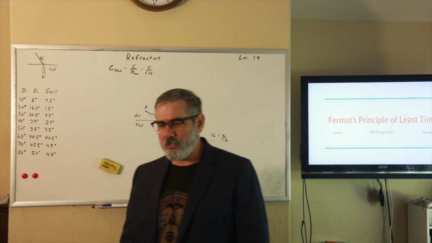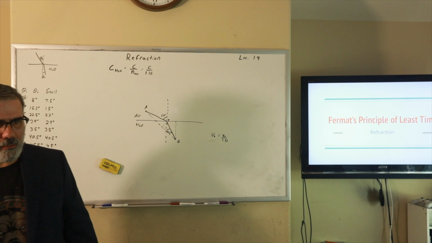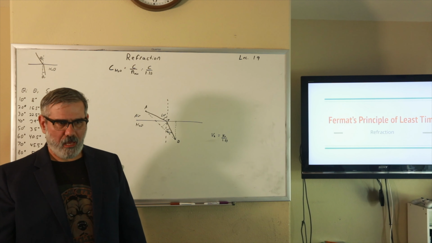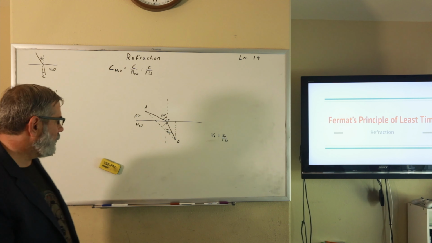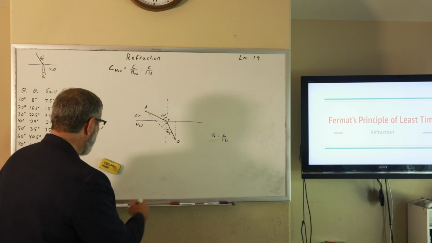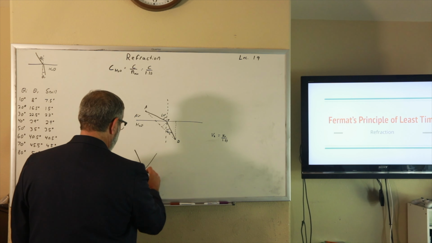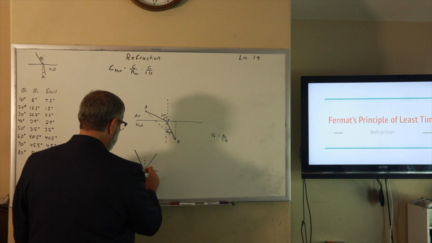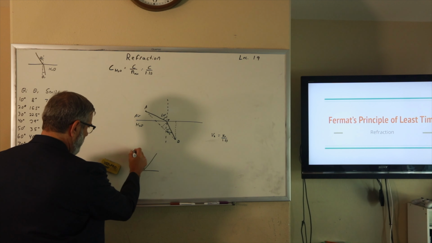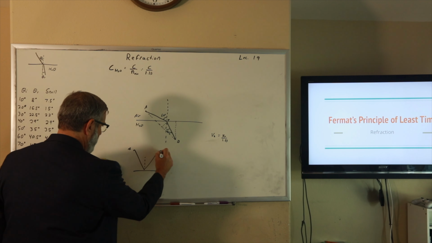So maybe it's not a principle of least distance so much as it is a principle of least time. Now this won't affect our reflection laws at all, right? Because if we have two paths on a reflection, here's my normal, here's the surface, here's point A, here's point B.